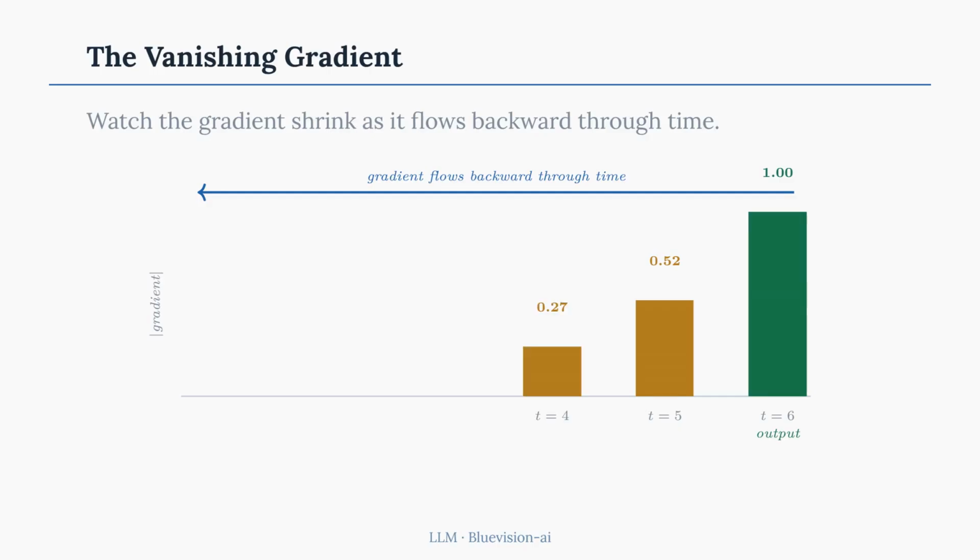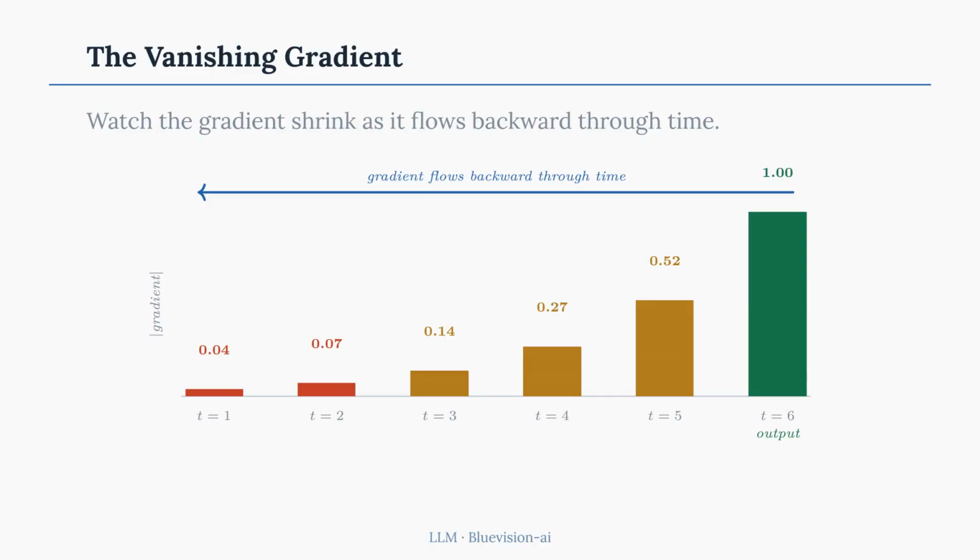t equals 4. Another multiplication. The gradient is now about a quarter of its original size. t equals 3. About an eighth. We're 3 steps from the output and already losing the signal badly. t equals 2. About 7%. We're 2 steps from the beginning and the gradient is nearly invisible. And here's t equals 1, the very first word of the sentence. The gradient is down to about 4% of what it started as.